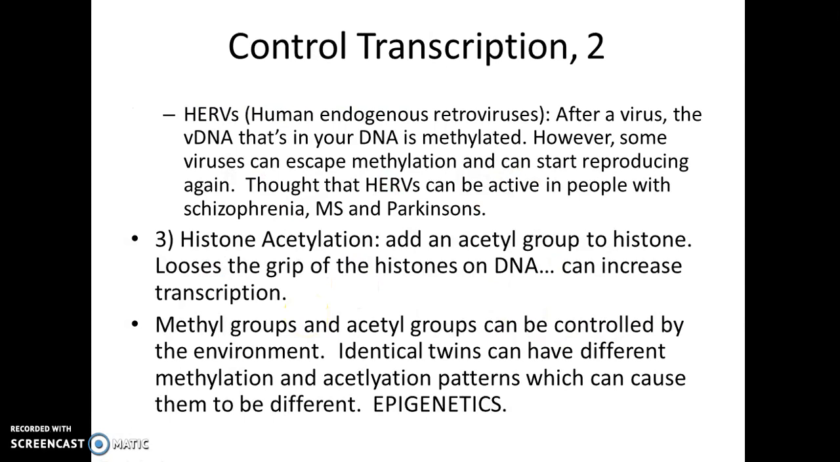Now, methyl groups and acetyl groups can be controlled by the environment. So as you grow older and are exposed to different things, you can turn on and off different genes. This is why identical twins aren't identical, because they produce different proteins due to methylation and acetylation due to different environmental exposures. This whole study of how the environment affects gene expression is called epigenetics.